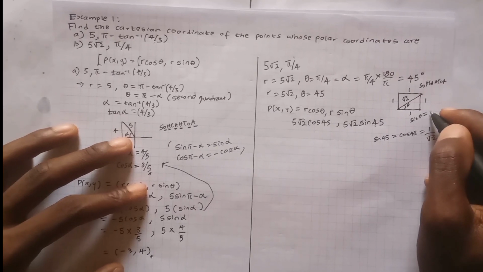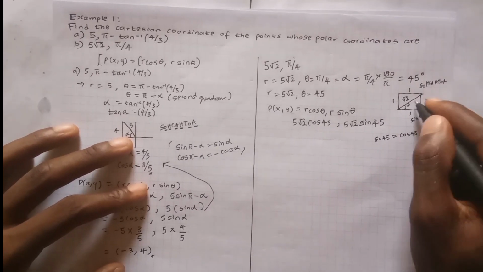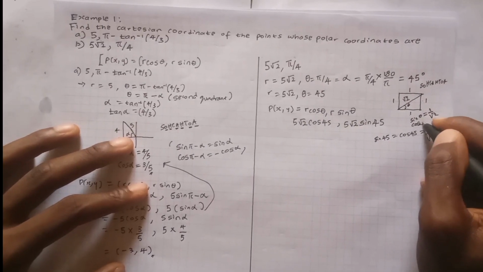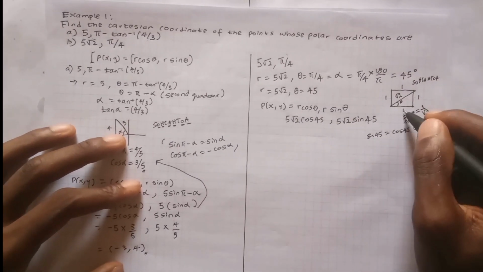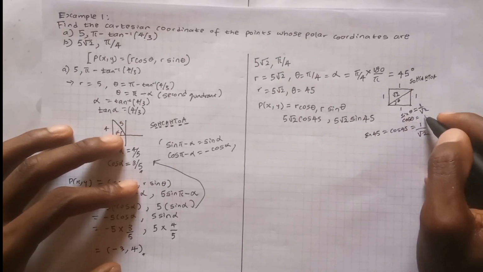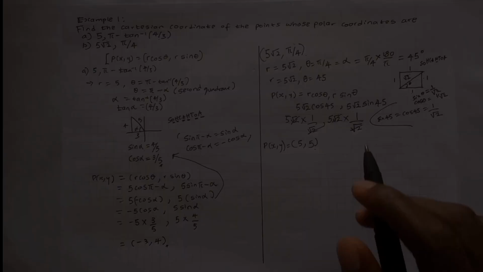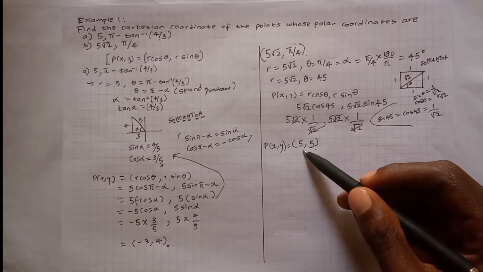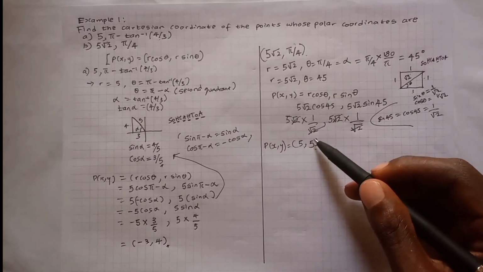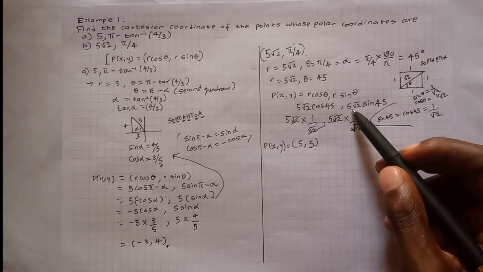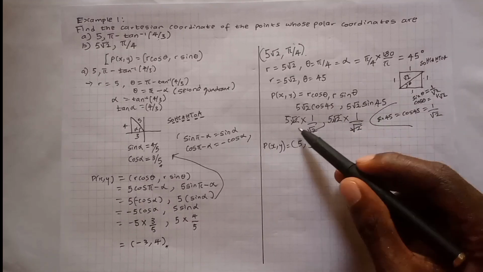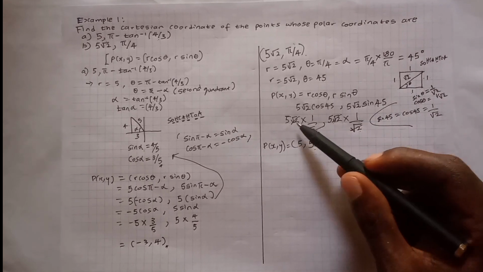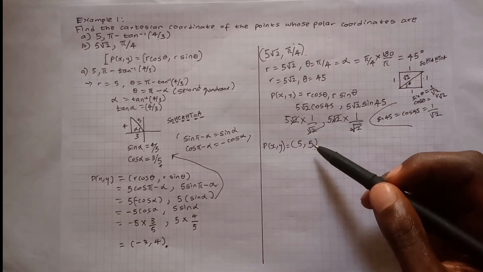So this theta is 45. So sine 45 is 1. That's your opposite, over your hypotenuse. That's 1 over √2. So cos theta is the same thing, right? So adjacent is 1, hypotenuse is √2. 1 over √2, right? So when you substitute 1 over √2 into this, you end up having 5√2 times cos 45, 5√2 times sine 45, right? 5√2 times 1 over √2, 5√2 times 1 over √2. So √2 cancels out √2. You have 5 and 5.